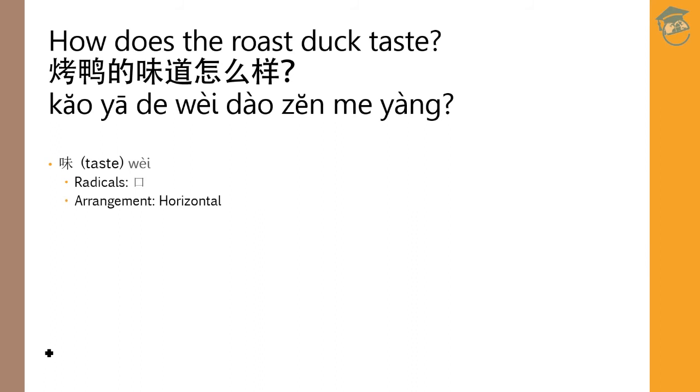Okay, taste as in noun. So to say 烤鸭的味道 is like the roast duck's taste. Alright, and then 怎么样 is how.